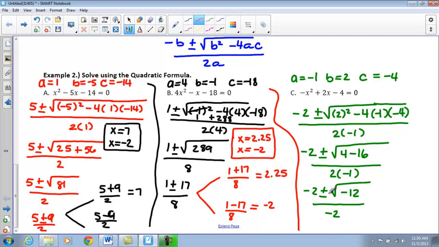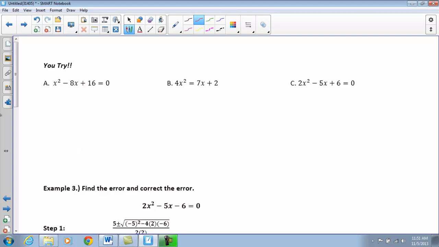What you guys should be looking at here is my next step is to simplify that radical. I can never take the square root of a negative number. So right here we can stop. We can't go any further because we can't get an answer for the square root of negative 12. So here our answer is going to be no real solutions, because we can't take the square root of that negative number. So these U-tries for this section are on the back page here.